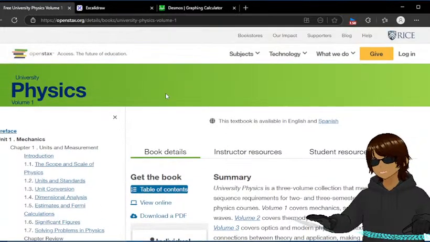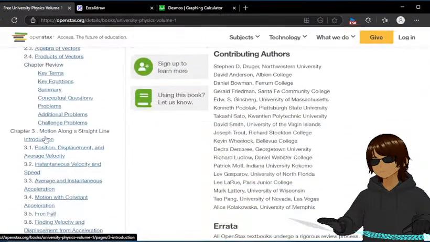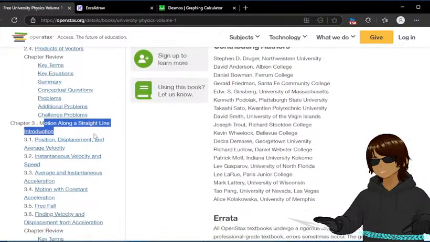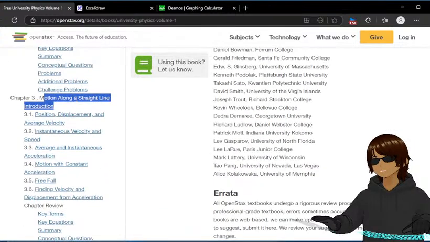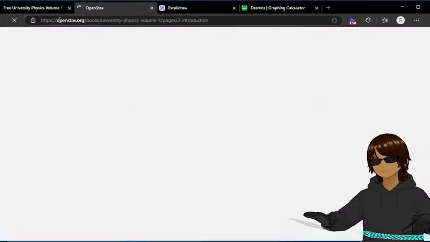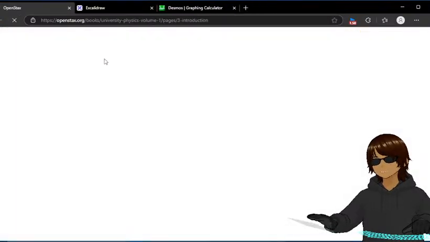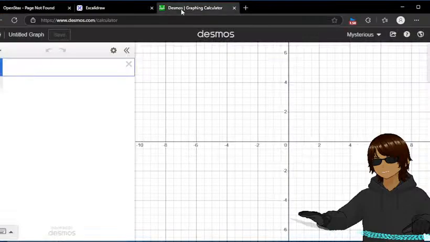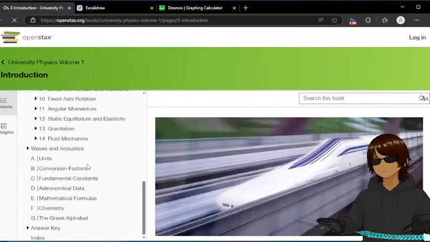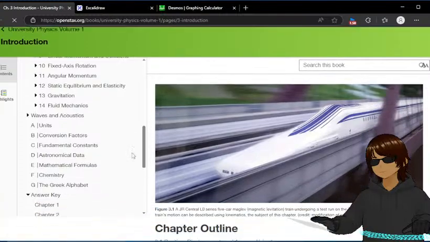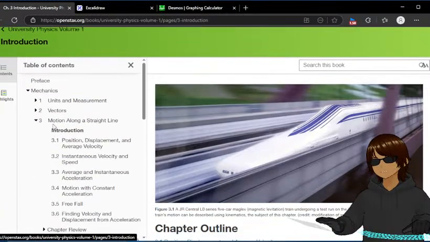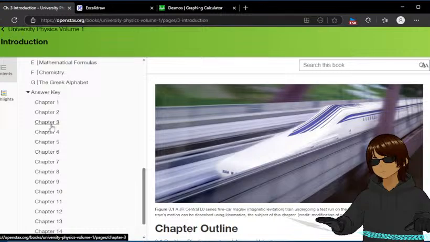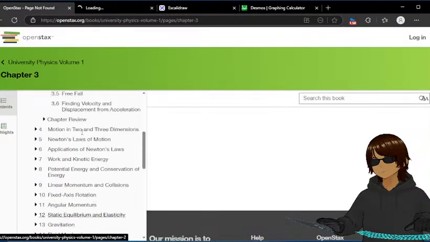Right, so this is the OpenStax physics textbook. I read about units and measurement. I read about vectors. This stream I will be reading about motion along a straight line. And I should open up the answer key as well. Also, I have Desmos open for calculations. This is chapter 3.